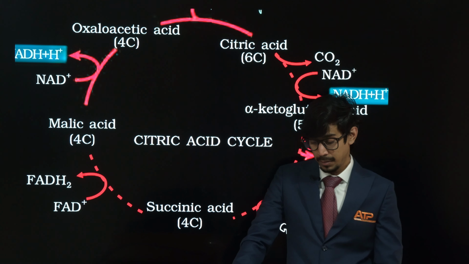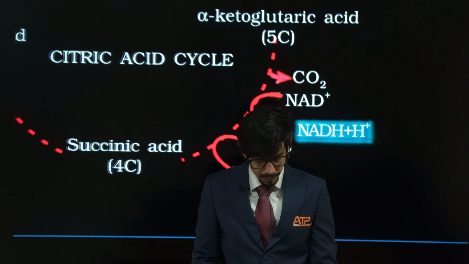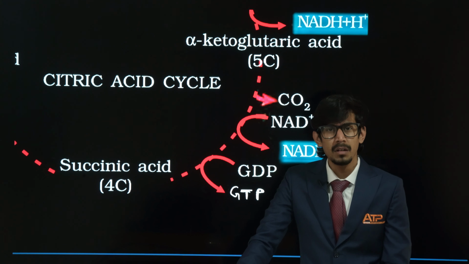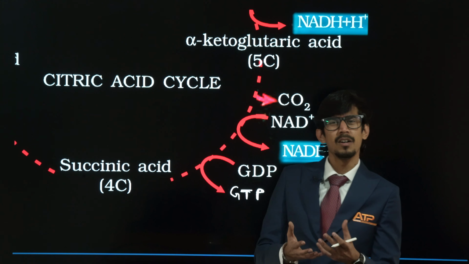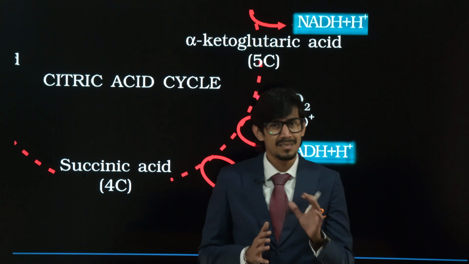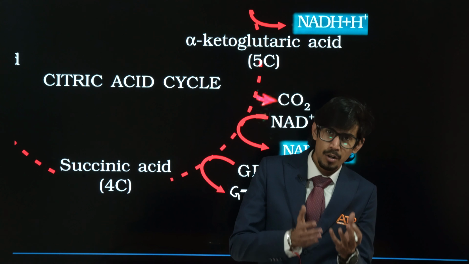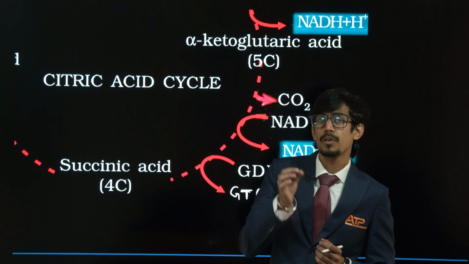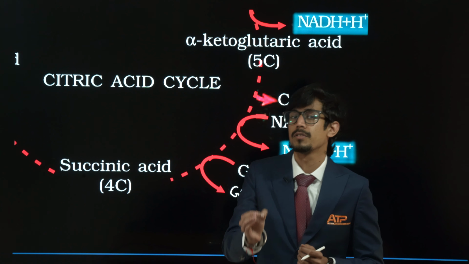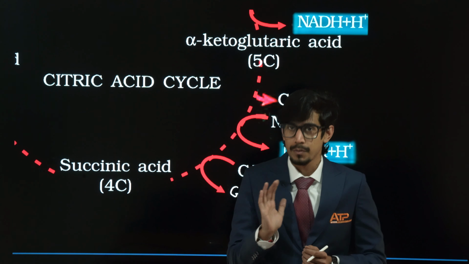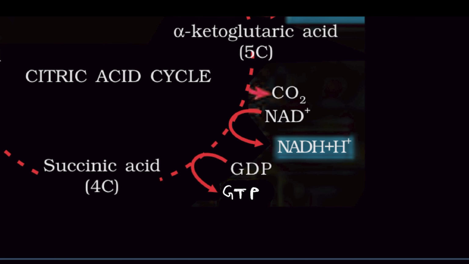But see, something unique is taking place here. What is happening? GDP, and then we get GTP, right? You must be wondering, sir, we have heard what ATP is, what ADP is. Now, what is this GDP, GTP? It's just like adenosine, which is a sugar. Here, G stands for guanosine. So it's guanosine diphosphate, like we have ADP, adenosine diphosphate. We have guanosine diphosphate, and guanosine diphosphate converts into what?